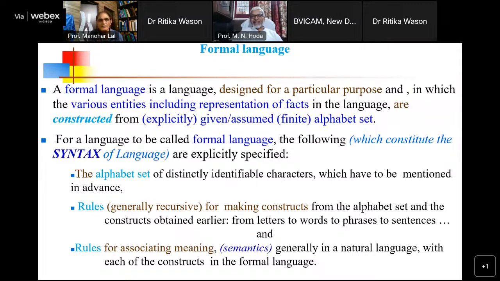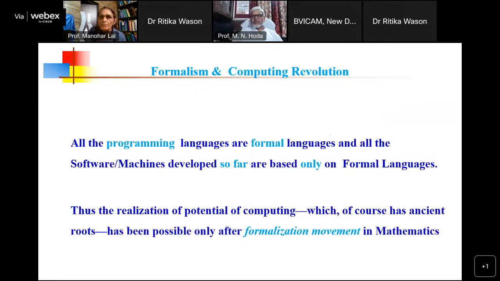So that is formalism. Formalism and the computing revolution. All programming languages are formal languages, and all software machines developed so far are based only on formal language. Thus, the realization of the potential of computing has been possible only because of the formalization movement.